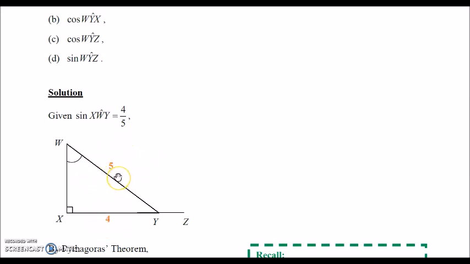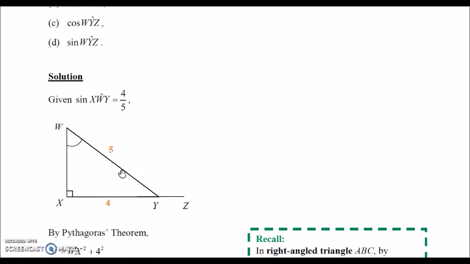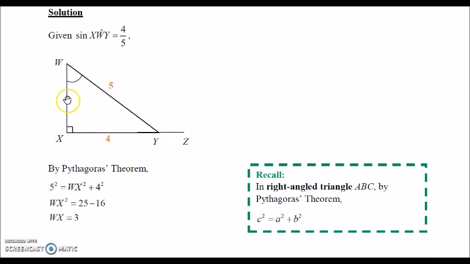In order for me to find the cosine trigo ratio or even later the tangent trigo ratio, I'll probably need this third length over here. So this is in a right angle triangle. With two lengths known to me, I can make use of the Pythagoras theorem to find the length of WX. By Pythagoras theorem, 5 squared equals WX squared plus 4 squared. By solving, it gives me WX to be 3 cm. So this is my Pythagoras theorem over here.